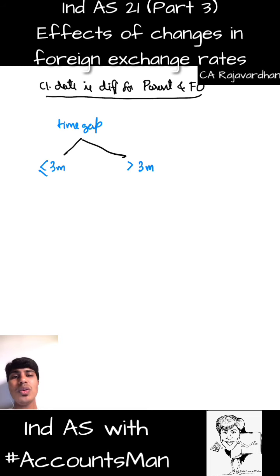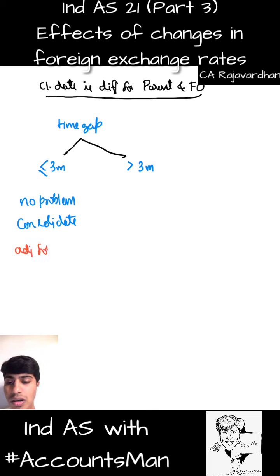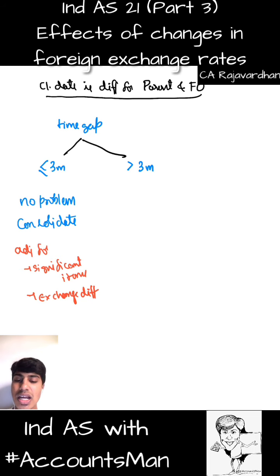If it is less than 3 months, then no problem. Consolidate. But however, we need to adjust for significant items and exchange difference. We need to account for such significant items that have changed and the exchange difference that has changed, and then we just go ahead with it.